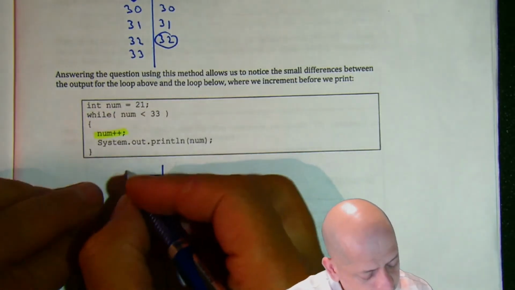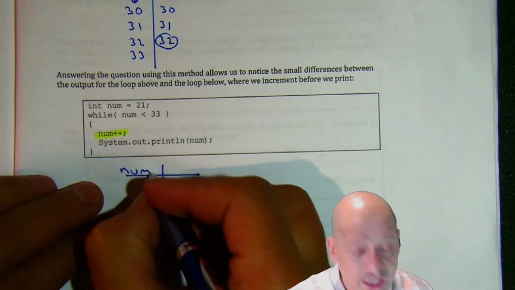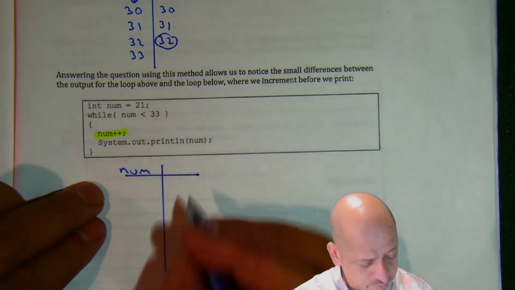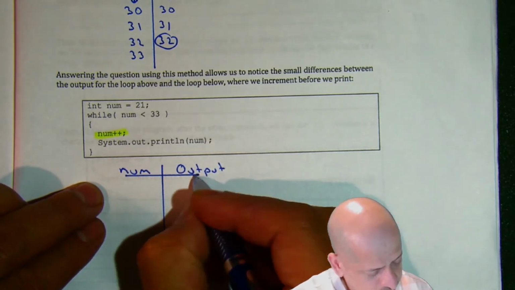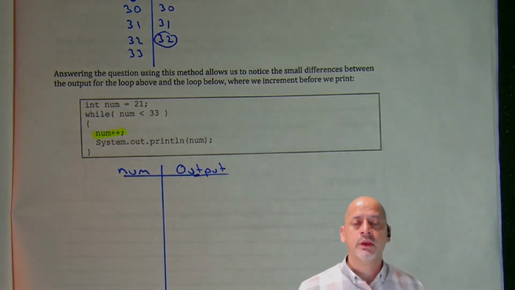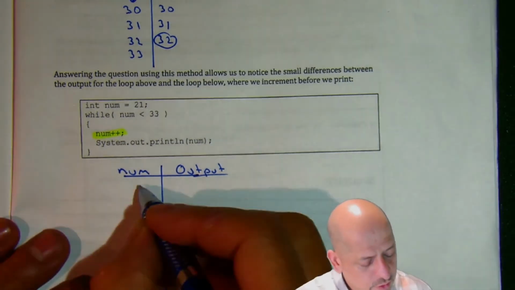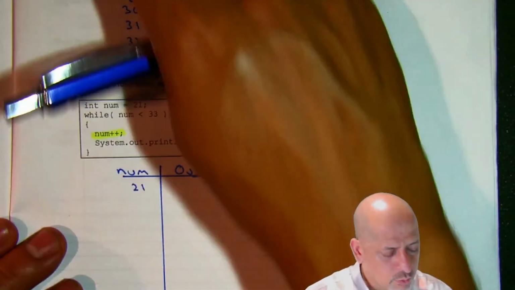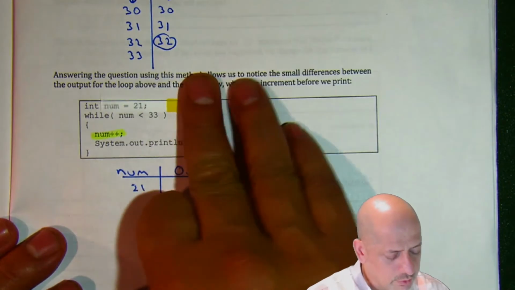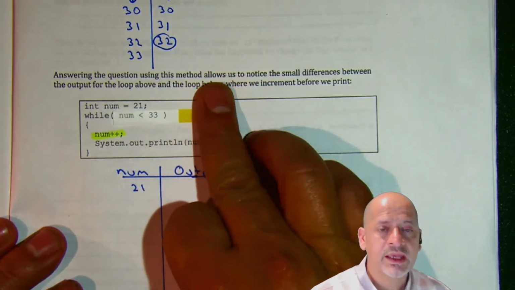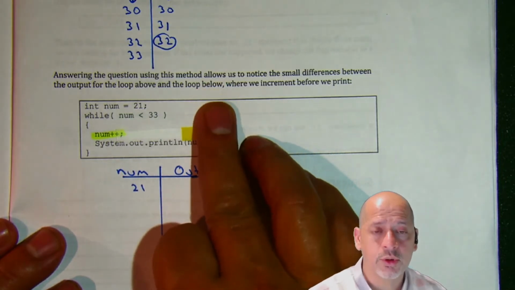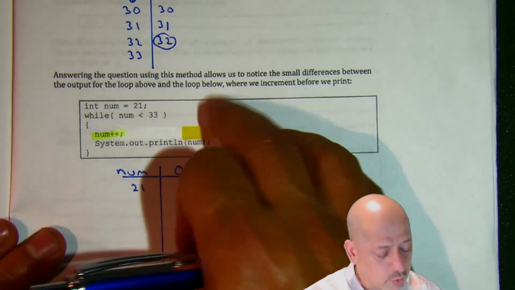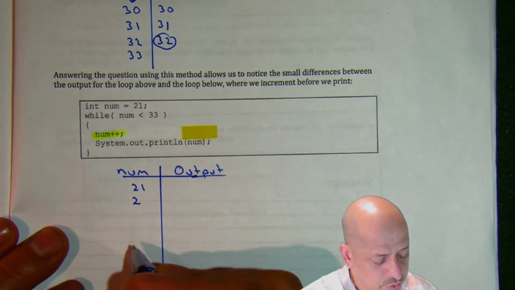So therefore, we have num once again. That is the only variable that we have. And this will be our output. What are we going to print? And once again, we start with 21. So once we start with 21, then we go to the loop and say, is 21 less than 33? Yes, so therefore we're going to start the loop. Now we are going to add 1 first, so therefore that becomes 22.